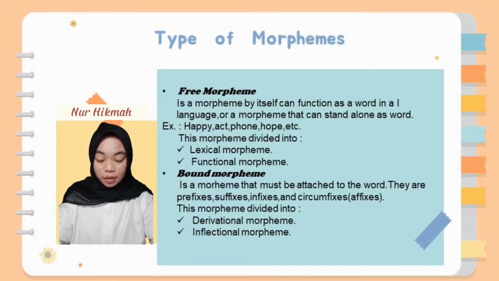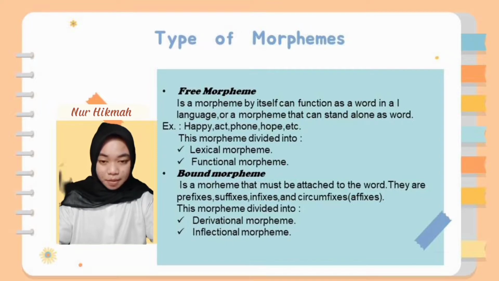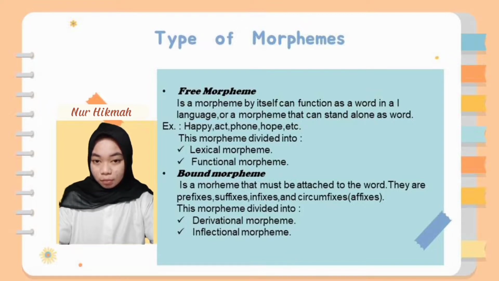The first, free morpheme. Free morpheme is a morpheme by itself that can function as a word in a language, or a morpheme that can stand alone as a word. Example: happy, art, phone, hope, etc. This morpheme is divided into lexical morpheme and functional morpheme.